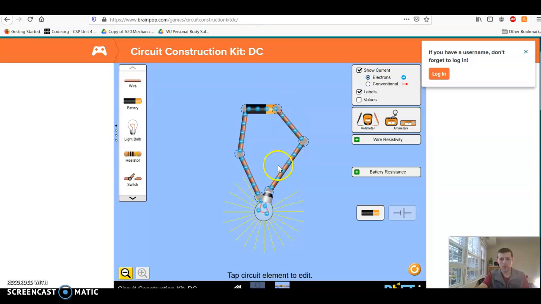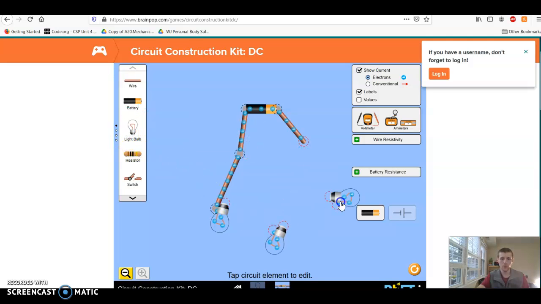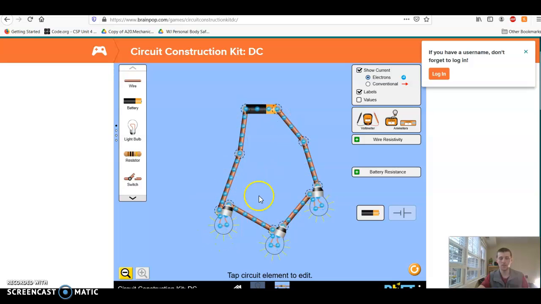So how do we model a series circuit? Well, let's make one with 3 light bulbs here. So I'm going to put 2 more out. And what we want to do is we want to wire them up in such a way that electricity only has one direction to go, and that direction must carry it through all 3 light bulbs before returning back to the battery, like so. Ta-da!